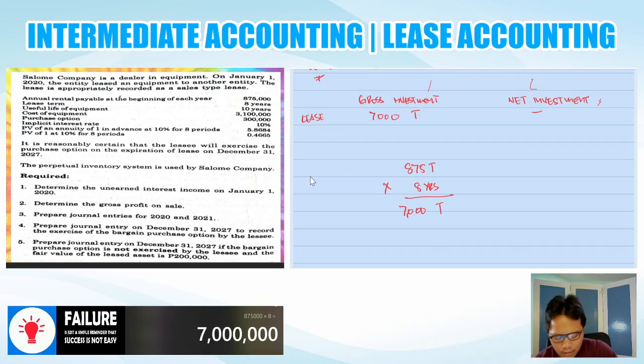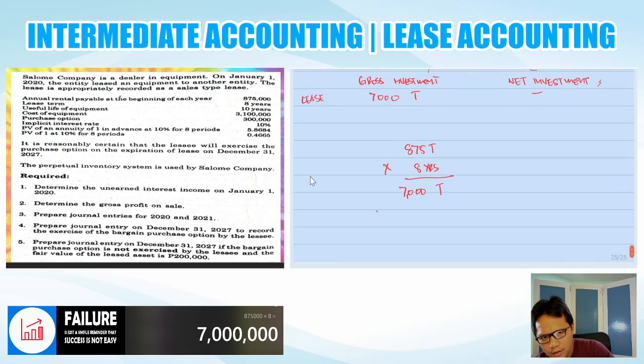In the net investment, all we need to do in relation to your rental is just to multiply it by the present value factor, which in this case, we will use present value of annuity in advance. Why? Because the rental payment is to be paid at the beginning of each year. So that is in advance, not ordinary annuity. So the present value factor is 5.8684.